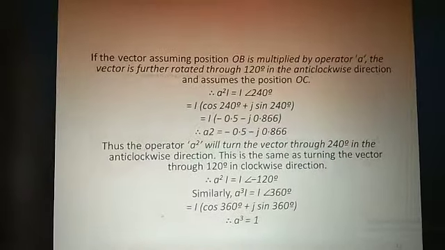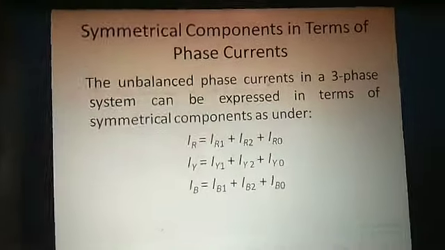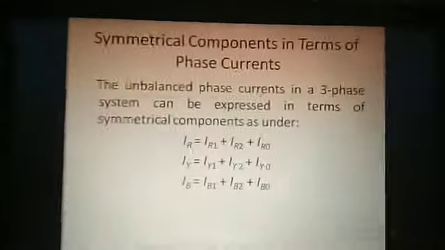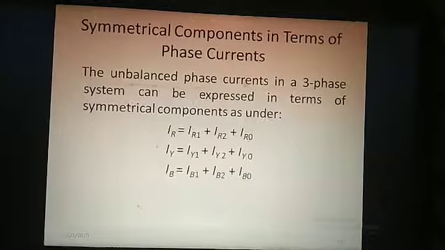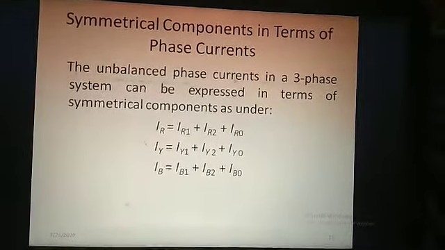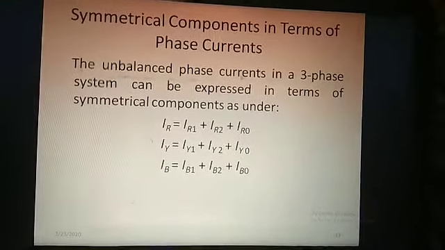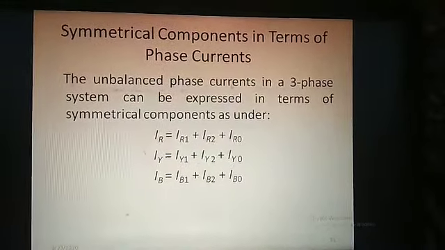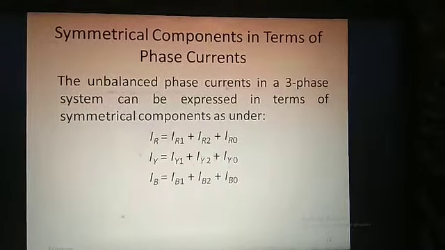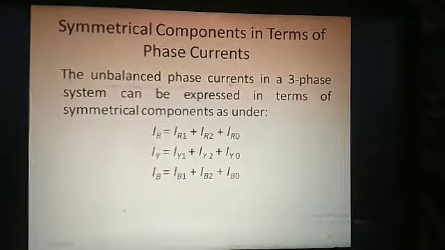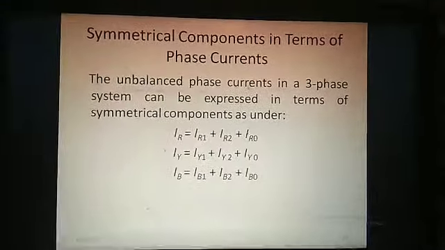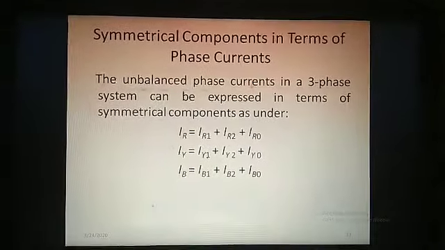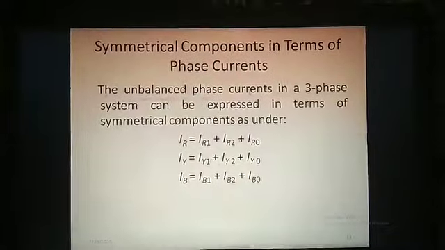Using these values we can calculate the next topic. The next topic is symmetrical components in terms of phase currents. The unbalanced phase currents in a three-phase system can be expressed in terms of symmetrical components as follows. Here IR equals IR1 plus IR2 plus IR0, and we already found how this equation is formed. In the same way for IB and IY.